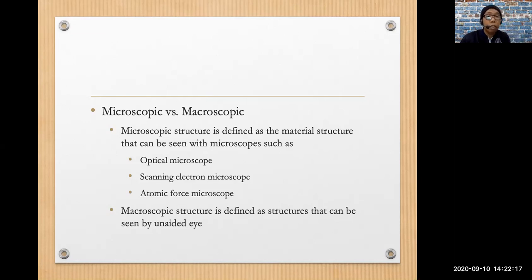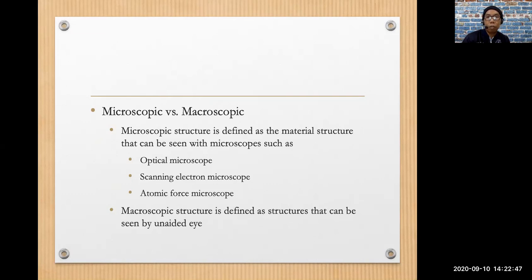Okay, so macroscopic structure is defined as the structures that can be seen by unaided eye. So tulad nito, kahit yung maliliit na dust nakita mo, kunyari okay naman yung vision mo, wala kang eyeglasses, so yun yung mga macroscopic. Kitang-kita mo yung mga dumi, kunyari may dumi dun sa mismong material, kita mo with your unaided eye. So yun yung difference ng microscopic tsaka macroscopic.